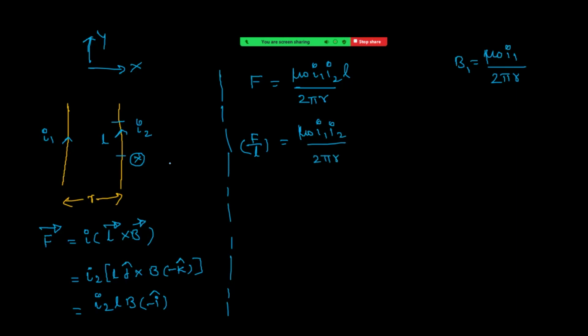Okay. So the conclusion we have to remember: if the directions of currents are the same, there is attraction. Same direction currents attract. If currents are opposite, then repulsion. Right. Let us see now the next problem.